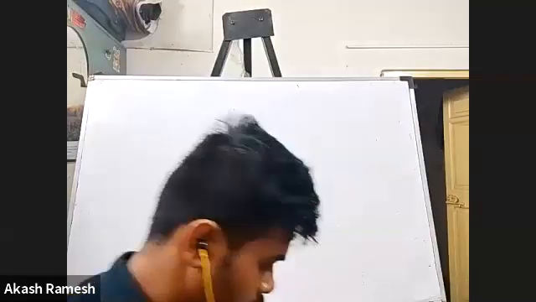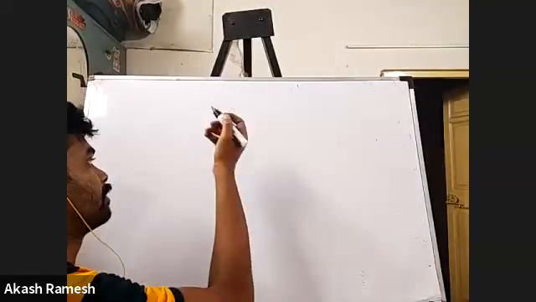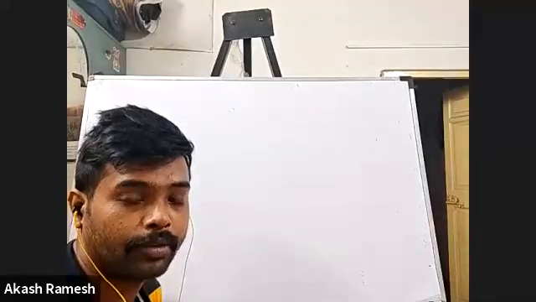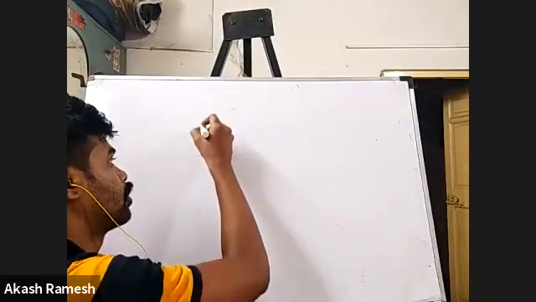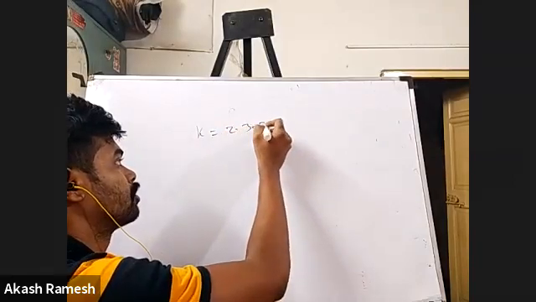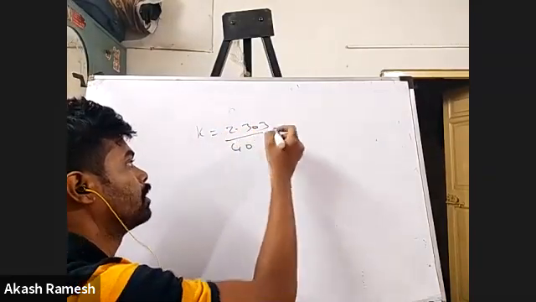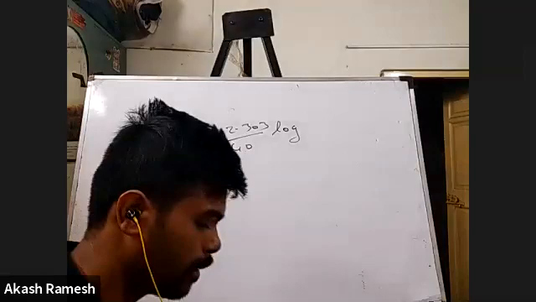Okay, so I have the equation. They're asking me for t half. For finding t half, I need to find k first, right? So k can be found from the equation 2.303 by t, where t is 40 minutes, log of R naught by R.